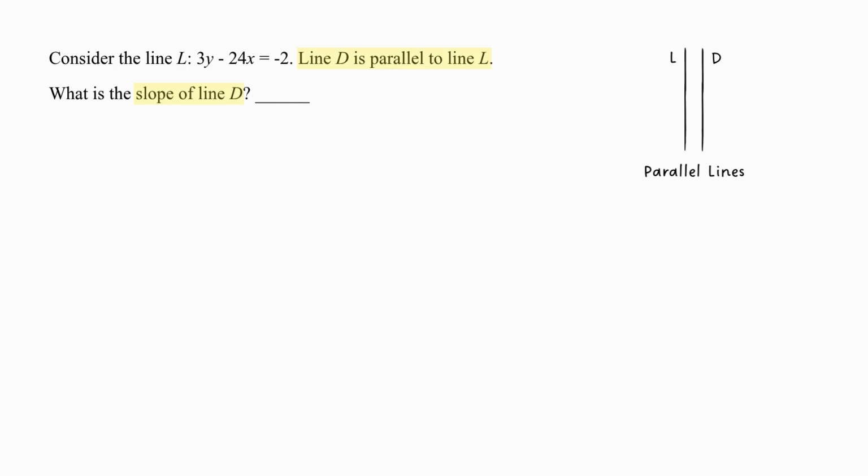Start with the equation for line L. 3y minus 24x equals -2. Change the equation into the form y equals mx plus b. In this form, the letter m, the number next to x, is the slope.